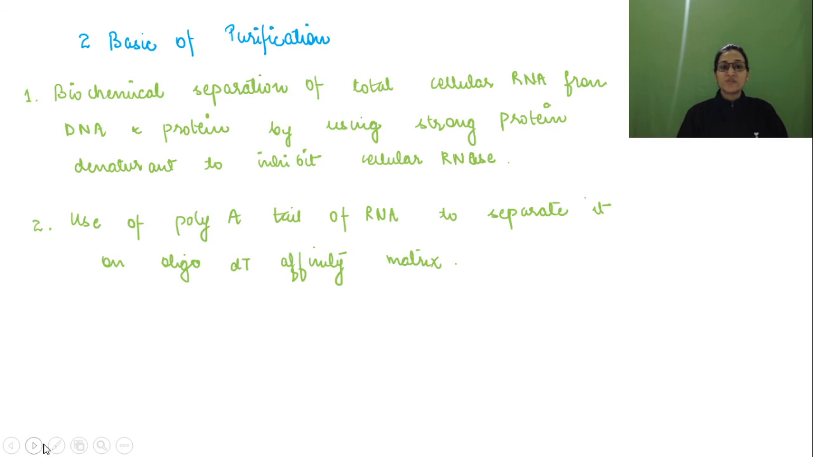So there are two things used in this basic purification of RNA. First is biochemical separation, in which DNA and protein should be separated out, and in the second step, the whole RNA extract should be used for the separation of just mRNA, so second, you can say the DT affinity matrix.